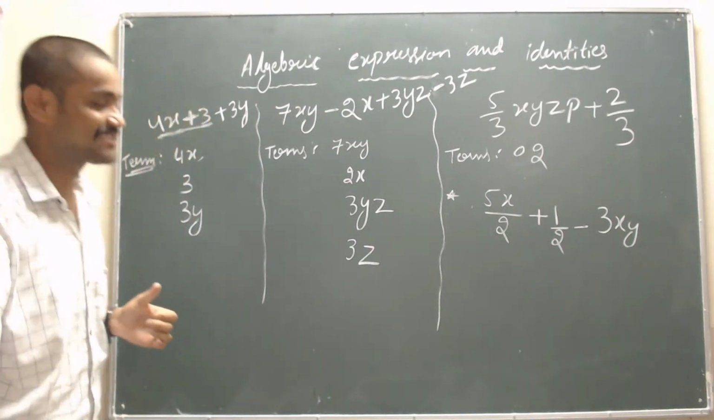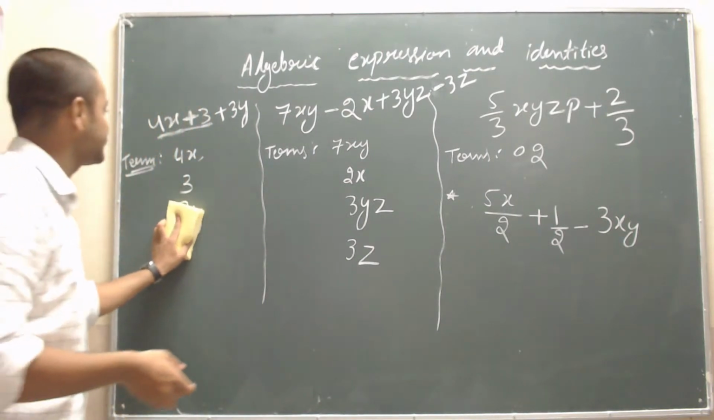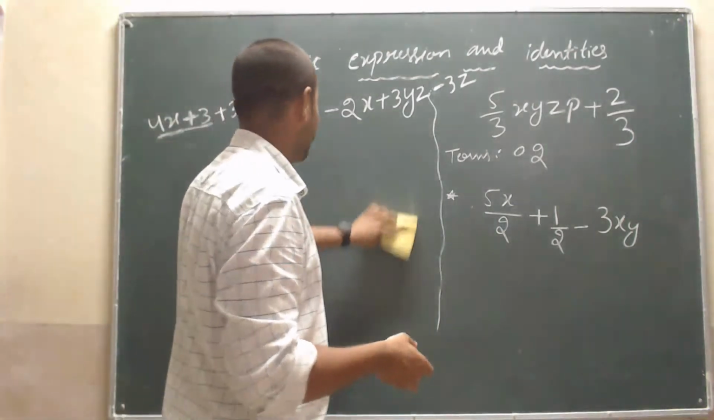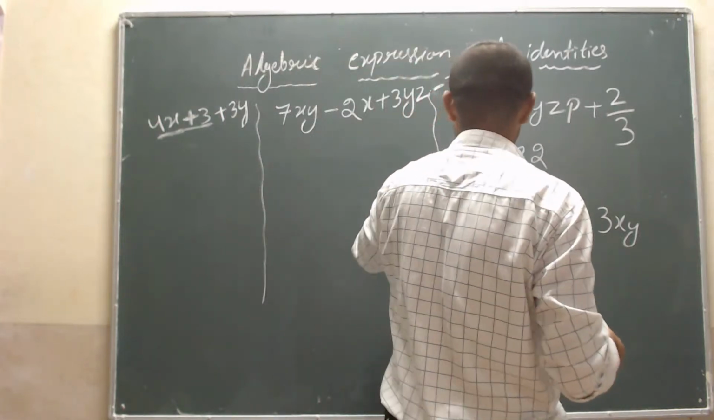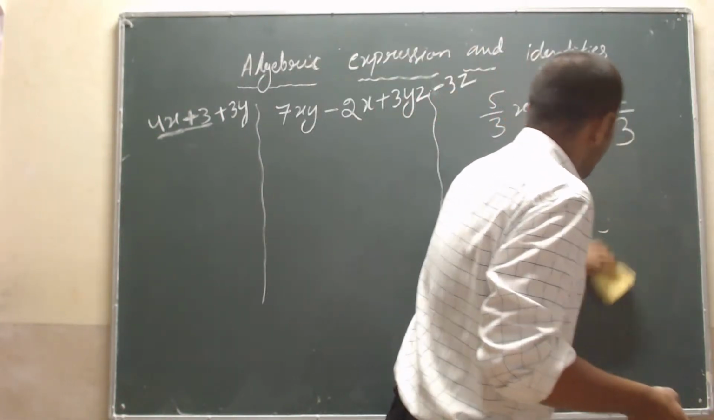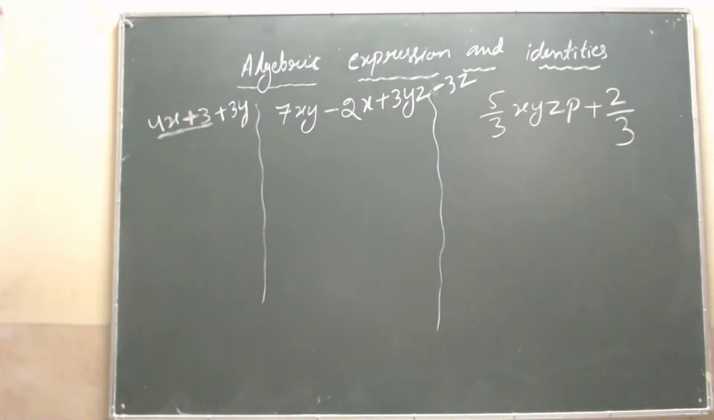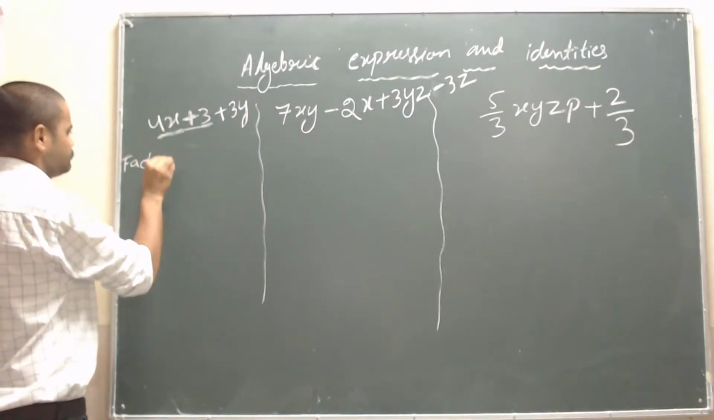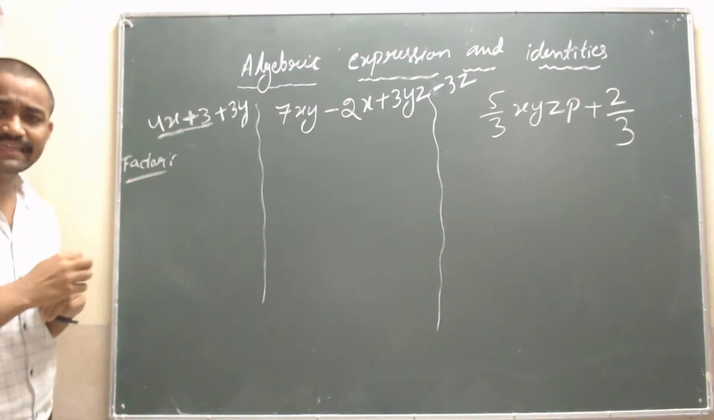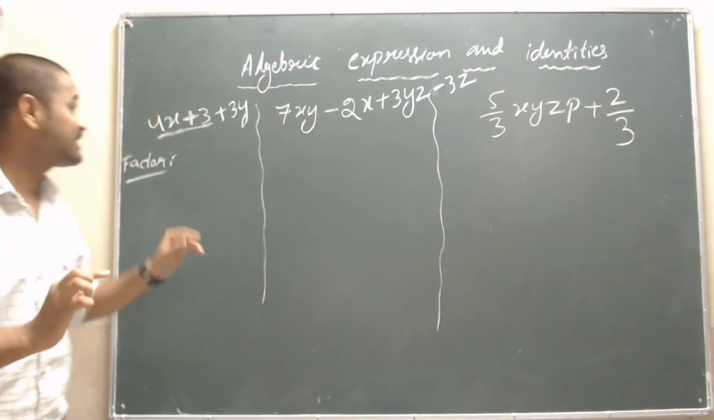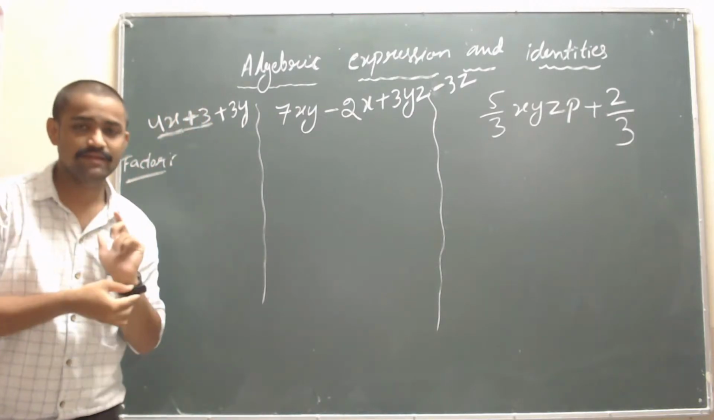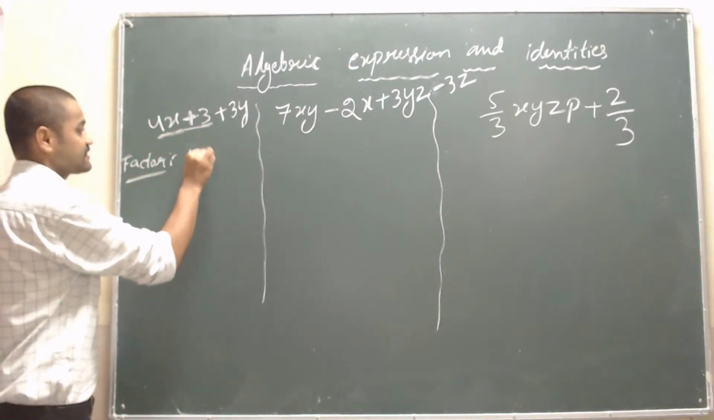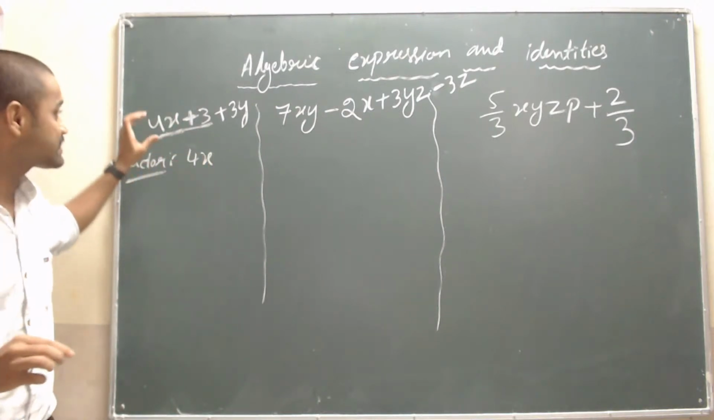Okay, move to the next concept we have, that is coefficient. Sorry, before that you have to learn factors. What is meant by factor? See, take any one term. Here I will take the term 4x. The first term I will take is 4x. What is the first term we have here?